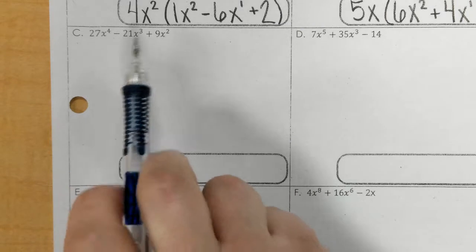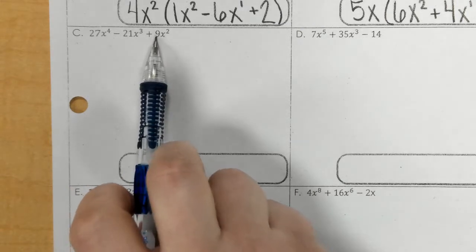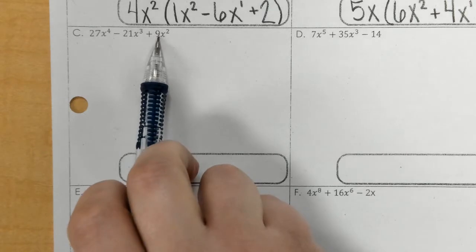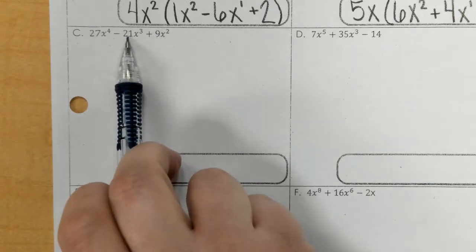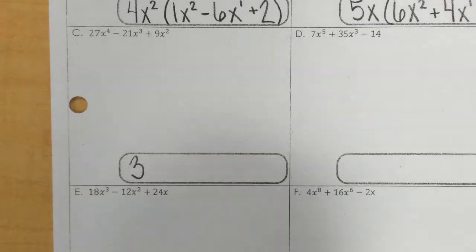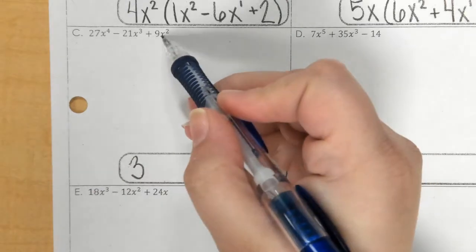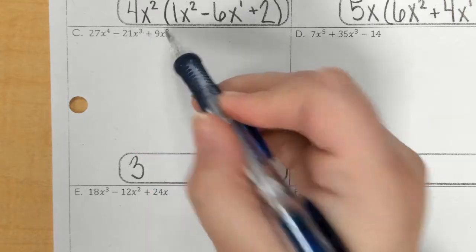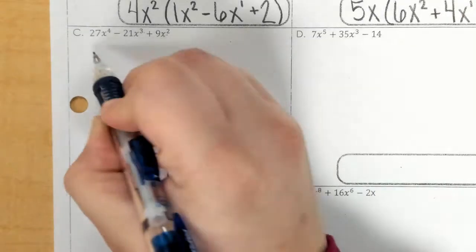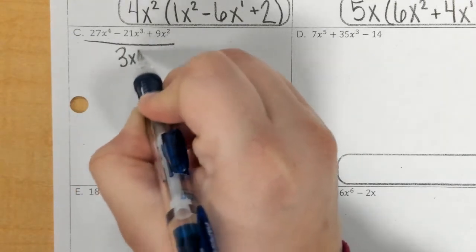Okay. If you thought 9, you were close, because 9 does go into 27 3 times. 9 goes into itself 1 time. But it can't divide into 21. So I know that 3 can go into all of those numbers evenly. And I have an x in every term, so I'm going to take out that small x, x squared. And I'm going to divide by 3x squared.